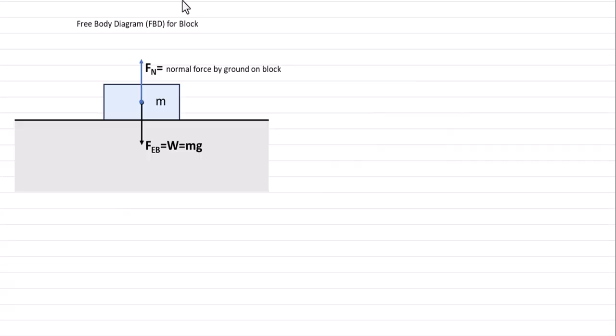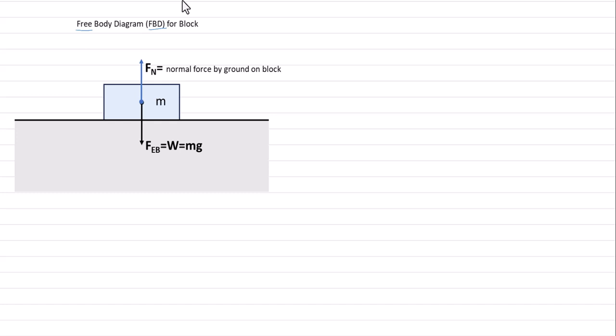So let's draw the free body diagram for the object under consideration, which is a block in our case. Free body diagram, as the name indicates: when it is free, it means it is free from any net force. Whenever there is no net force acting on the object and you represent all the forces acting on the object, that diagram represents a free body diagram.